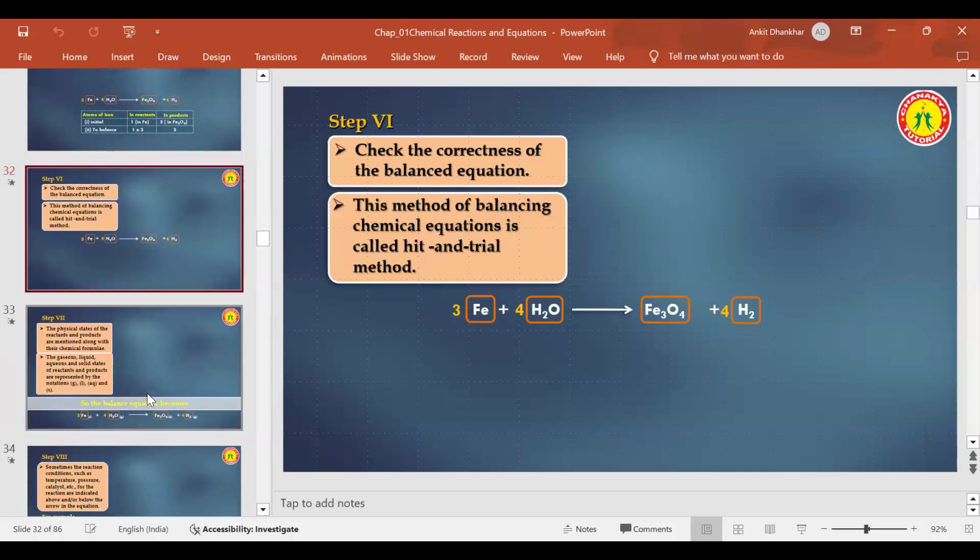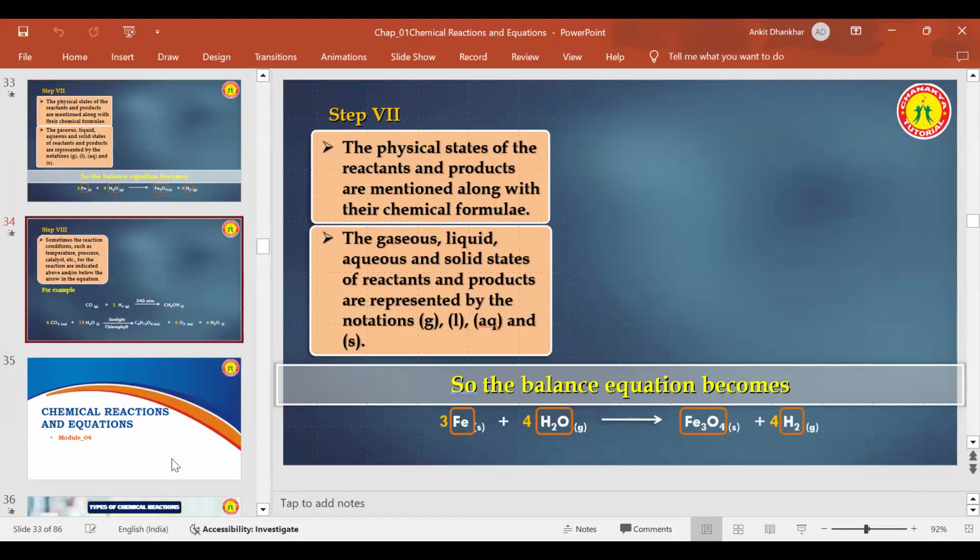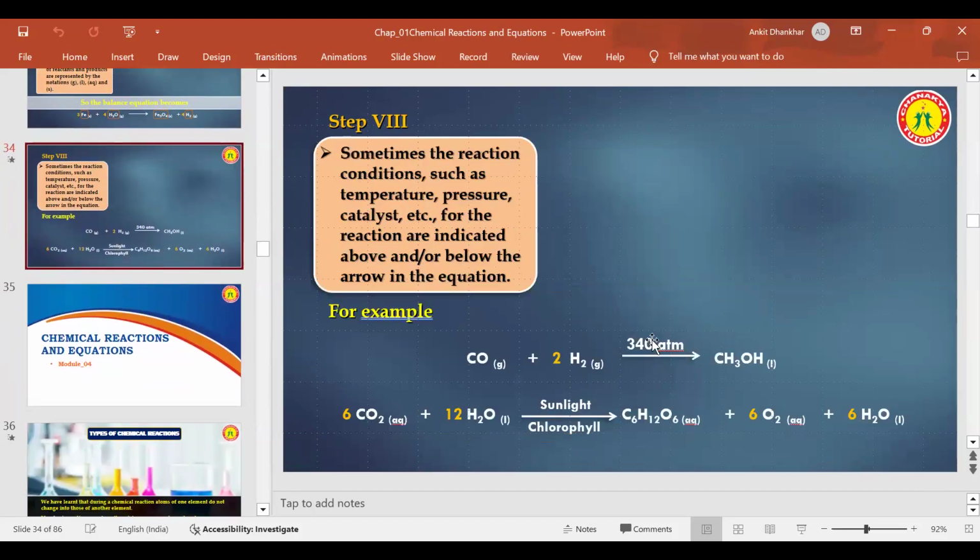Then we also saw that we can write the states, that is whether the reactant or product is solid, gaseous or liquid, in small brackets. We can also put the reaction conditions on the arrow.